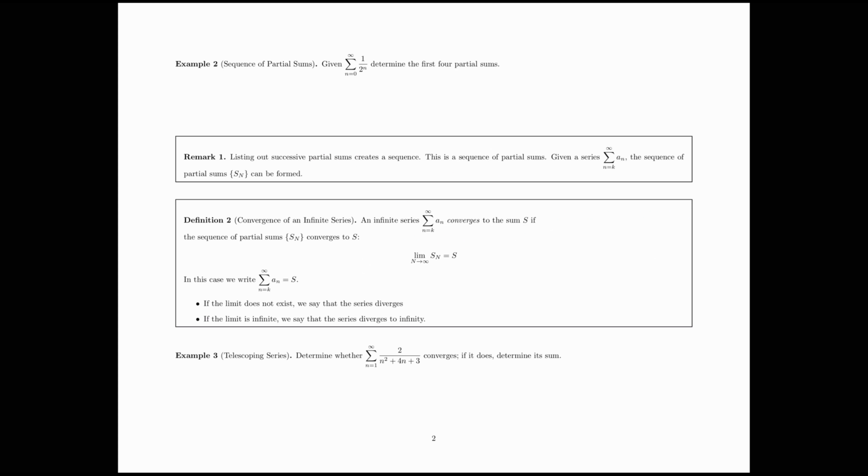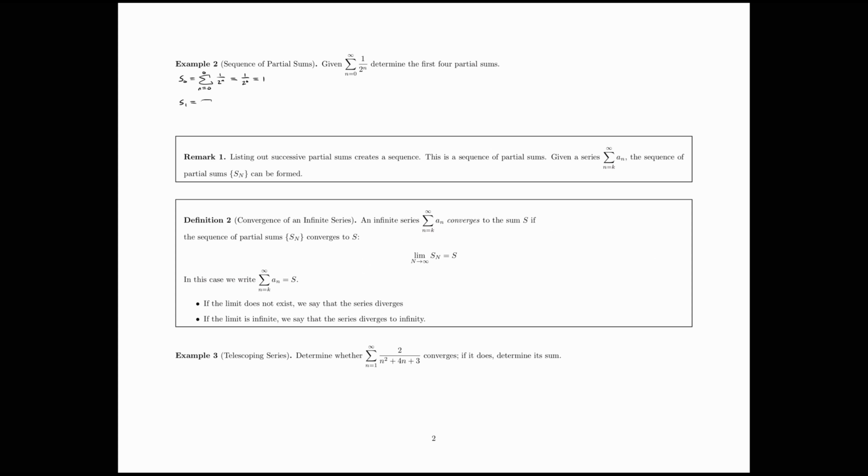Okay, taking a look at example 2, here we're going to abstract a little bit, and we're going to take a look at the same series from example 1, part 2, and we're going to determine the first 4 partial sums. So, S0 is the sum from n equals 0 to 0 of 1 over 2 to the n. So the only thing that we get is 1 over 2 to the 0, which is 1.